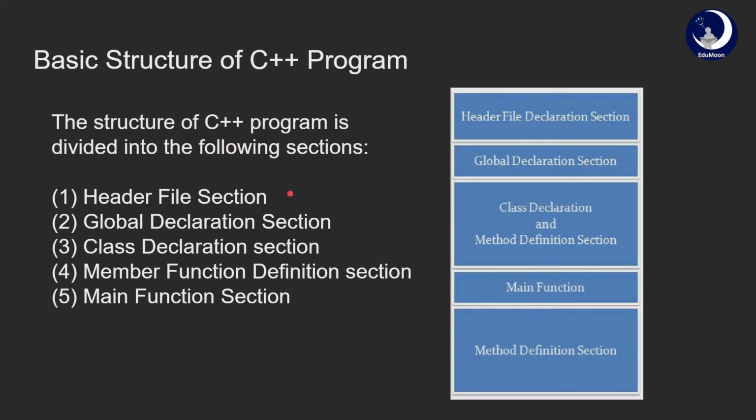First is the header file section, which comes at the starting point of the program, followed by global declaration section, which contains all the global variables which we'll be using throughout the program, which is then followed by class declaration and method definition section, where we'll be creating classes as a part of object-oriented programming, and we'll also be defining the methods that are declared in the class. And then we have the main function, which is the actual start point of our code execution.